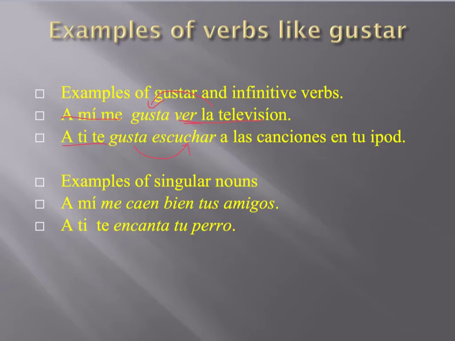We can use verbs like gustar with singular and plural nouns. Now notice that caer is an ER verb, so it gets an en instead of the an. So the a mí me go together, and then caen bien, the amigos, is what makes caen plural. The a ti te go together, and if tu perro is what we're talking about, then that is what makes encanta. As I'm looking at this, if it were singular, we'd say, a mí me cae bien tu amigo. So ignore those S's. My bad.